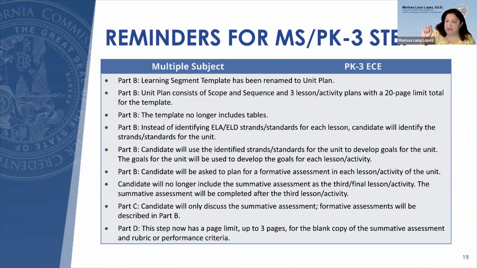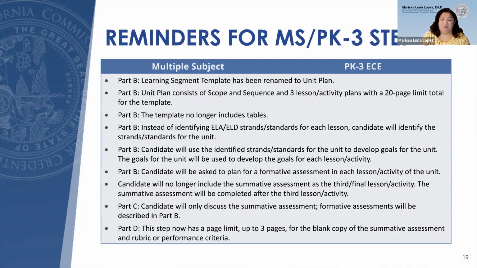If the candidate has a scope and sequence that's 7 pages, and lesson plan 1 is 3 pages, and lesson plan 2 is 7 pages, where are we at? 17 now. And then the last lesson is 3 pages, they're within their 20 pages. So there's no page limit for each individual lesson. It's just a page limit for the whole template. The template no longer includes tables.